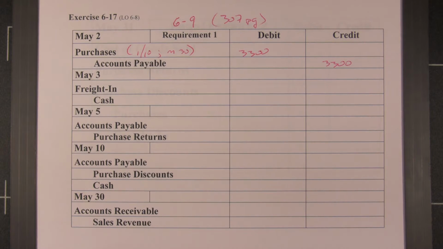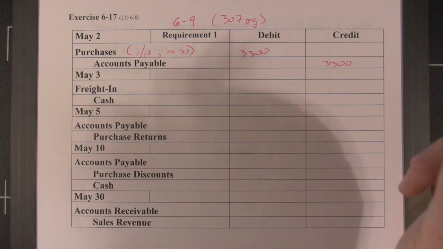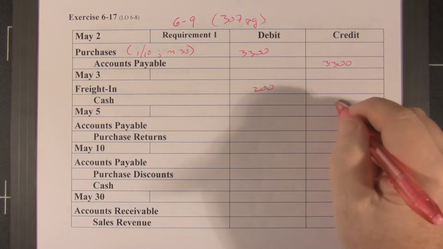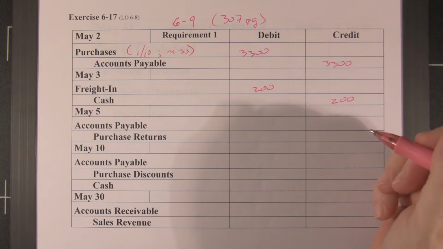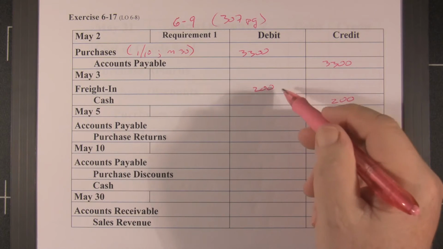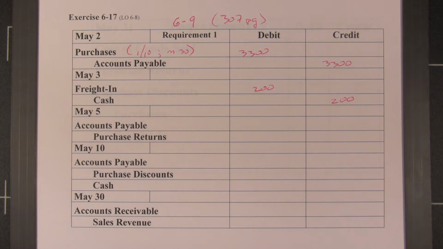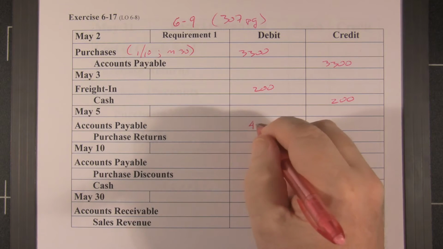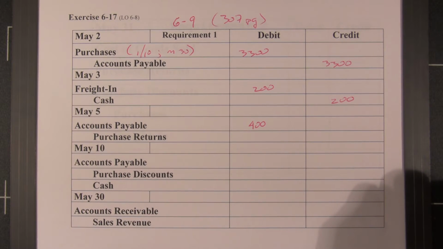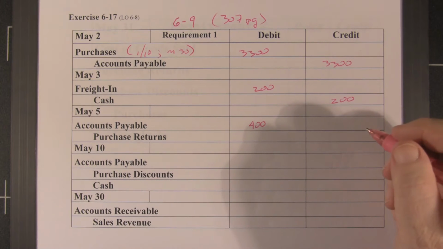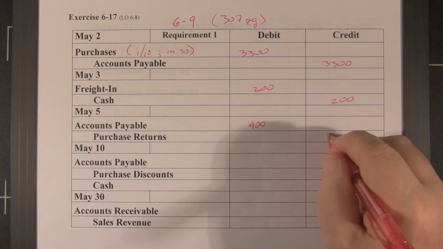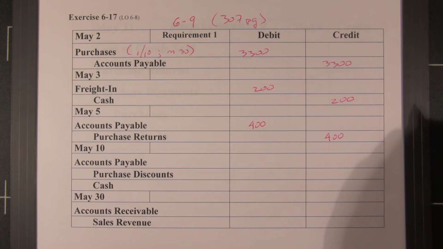Now they pay cash for freight costs of $200. So we have $200 freight in, $200 credit to cash. Had this been perpetual inventory, this $200 instead of freight in would have been added to the inventory cost. Next, on the 5th, they returned books that cost $400 because they were incorrect. So we're going to reduce our accounts payable by $400. That stays the same, but instead of reducing our inventory directly, we're going to credit an account called purchase returns, and that reduces net purchases by $400.